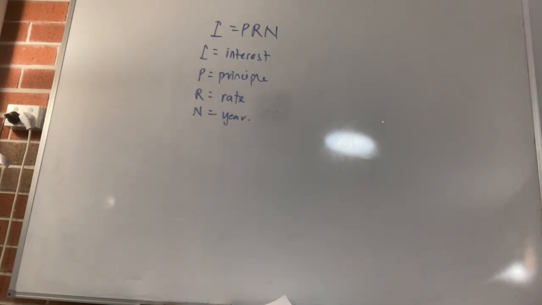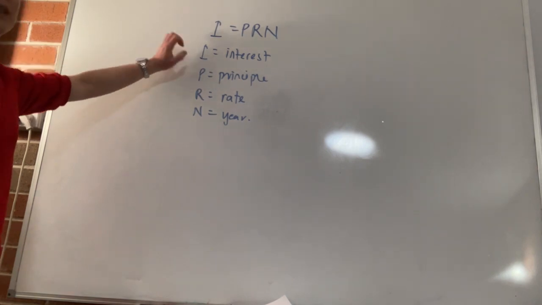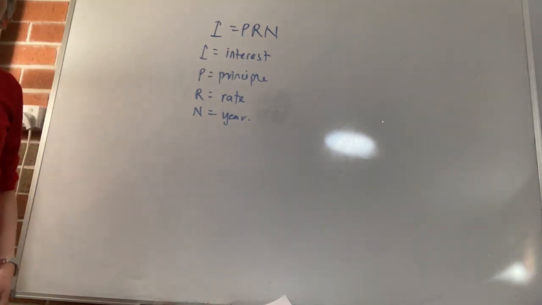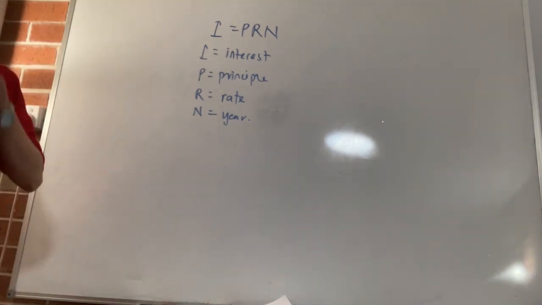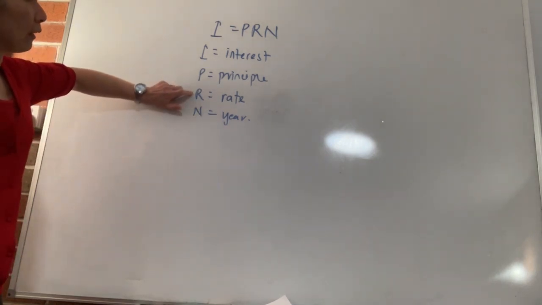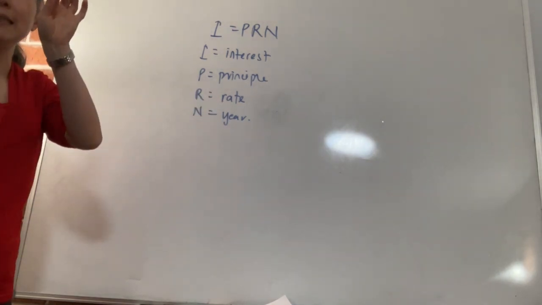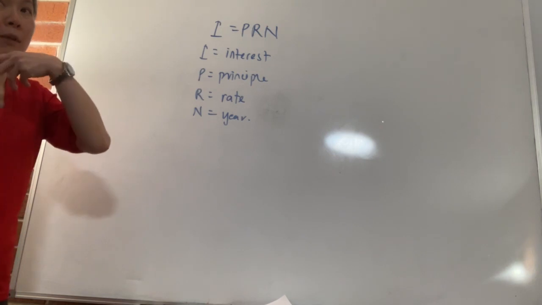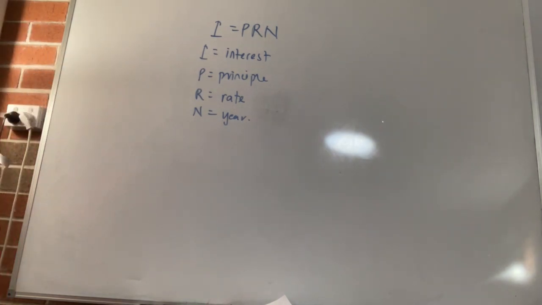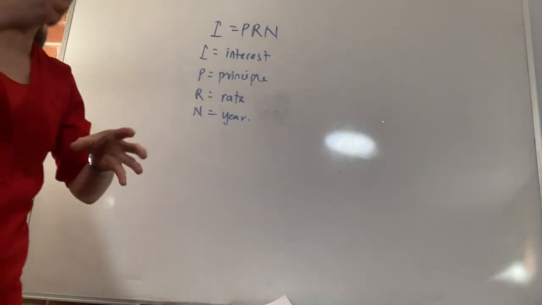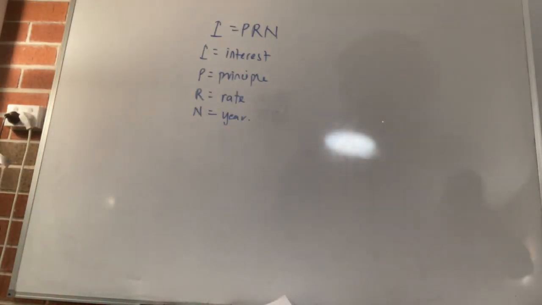Okay, so you only have 4 pieces of information. I always give you 3, and you only need to find out 1. And then I need you to apply your algebra skill. So the rate is always in terms of percentage, or if I want to find the rate, make sure you times it by 100 at the end after you find out the rate. Okay, pull out the information. Which one is your interest? Are you looking for the rate or are you looking for the year?